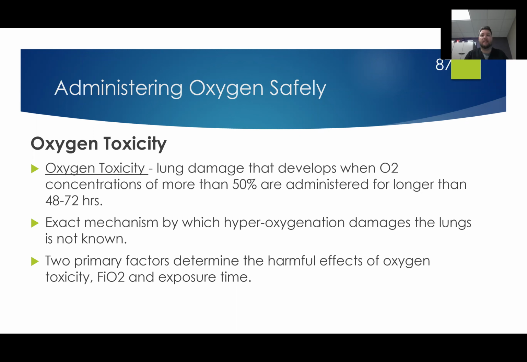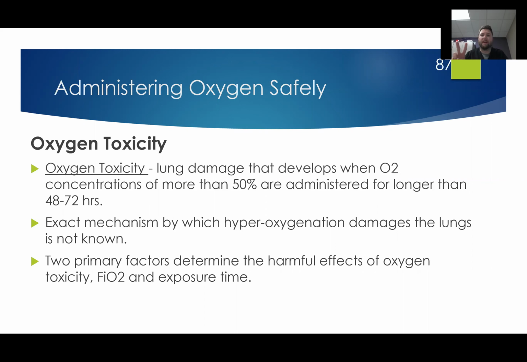Oxygen toxicity is damage that happens to the lungs when the lungs are exposed to high concentrations of FiO2 for a long time, usually about 48 to 72 hours. So if the lungs are exposed to more than 50% FiO2 for longer than 48 to 72 hours, oxygen toxicity can happen. The exact way that it does happen is not really known, but it damages the lungs. And so we really want to try to keep our oxygen levels below 50% if possible, 50 or below.